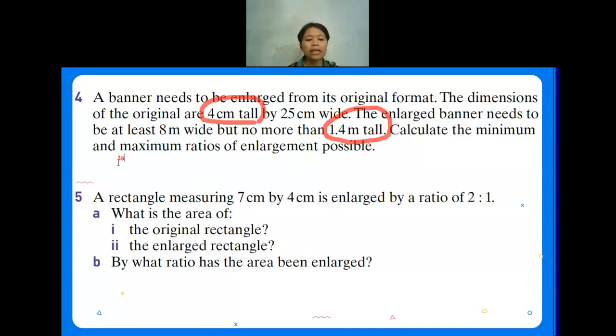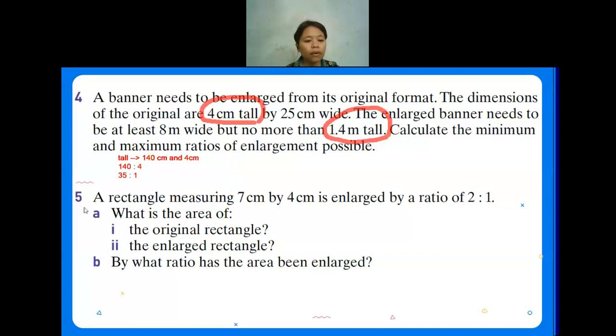So let us make them into 140 centimeter and 4 centimeter. Now we need to find the ratio. 140 to 4, it will be 35 to 1. Now if we check for the width, how many will it be? For the width, 25 and also 8.